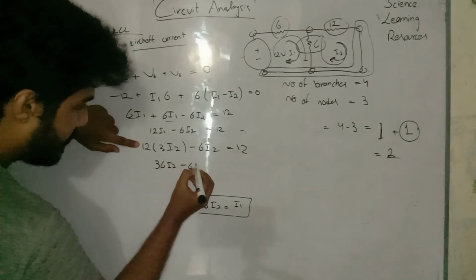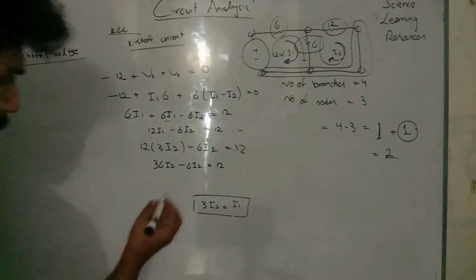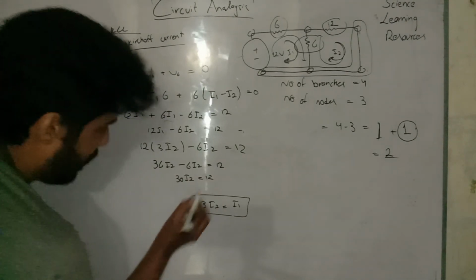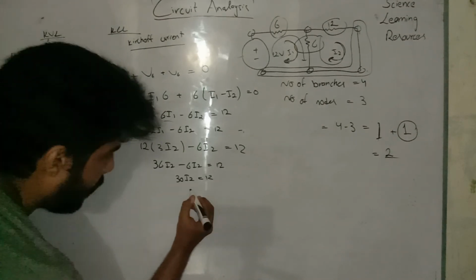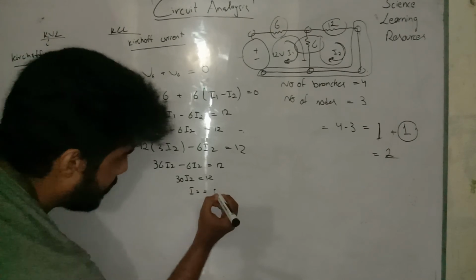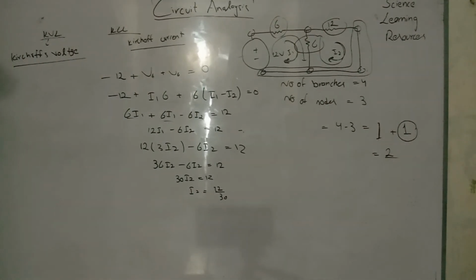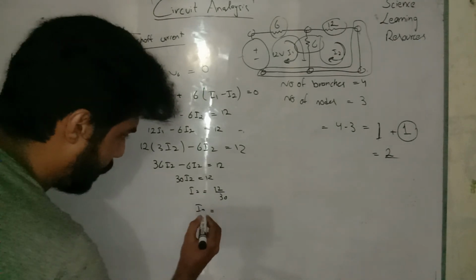36I2 minus 6I2 equals 12. Subtracting this 6 from 36, we will get 30I2 equals 12. And in order to find I2, I have to divide by this 30 here, so 12 over 30. By calculating it, I will get some value.